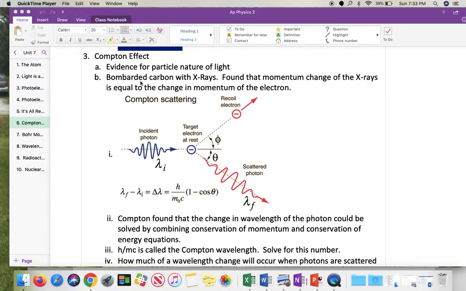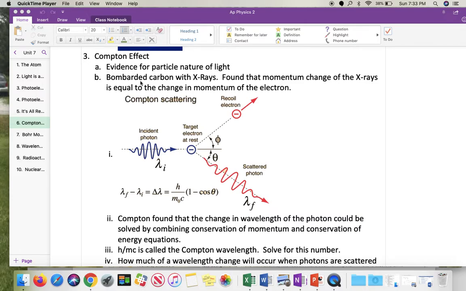In addition to that, we talked about the formation of X rays in the last lesson. And now we're going to proceed into what's called the Compton effect, which utilizes X-rays in order to show evidence of the particle nature of light as well. So this is another one of those pieces of evidence of particle nature.